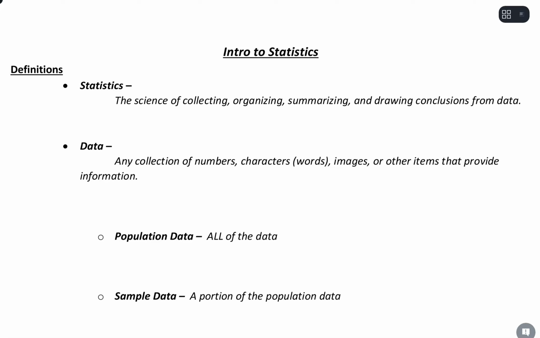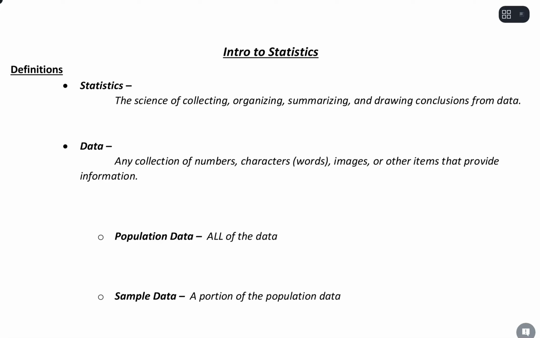So in this video, we're going to get an introduction to statistics, along with some terminology that we're going to see throughout the term. So if we're going to learn statistics, probably the first thing we need to do is define statistics. It's the science of collecting, organizing, summarizing, and drawing conclusions from data. It's all coming from data, and then we're analyzing it.